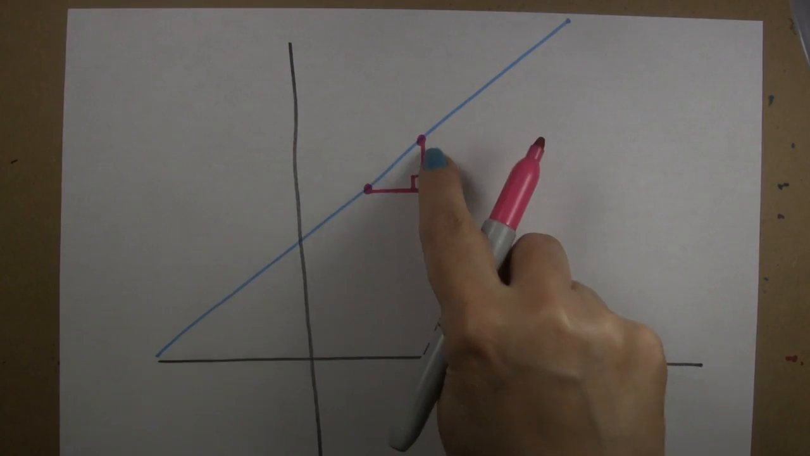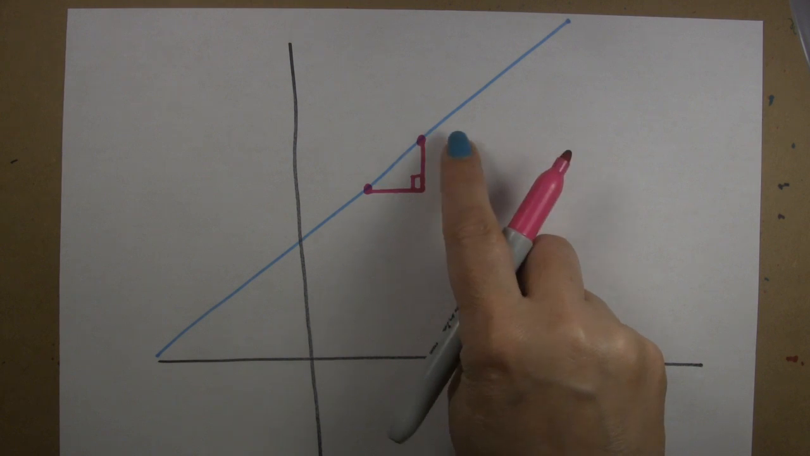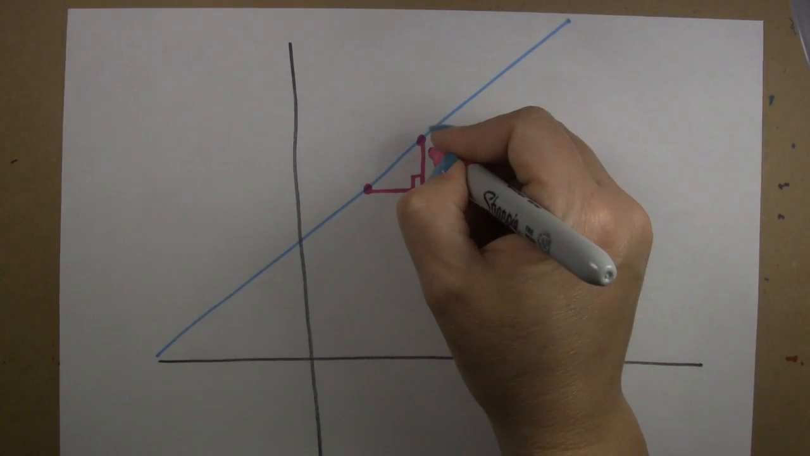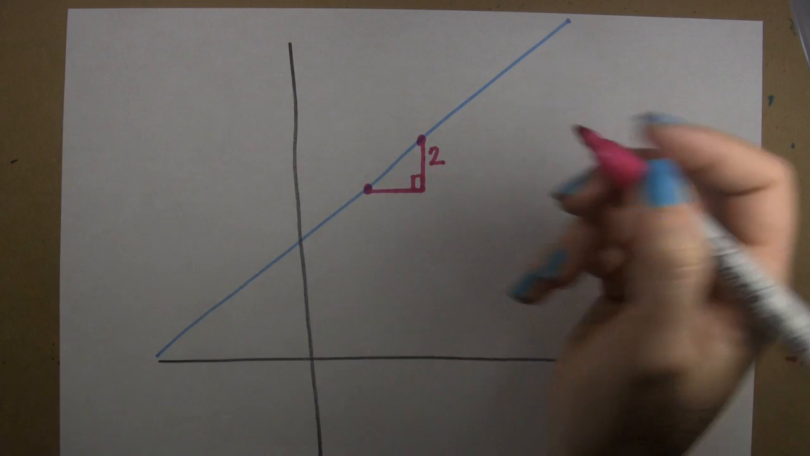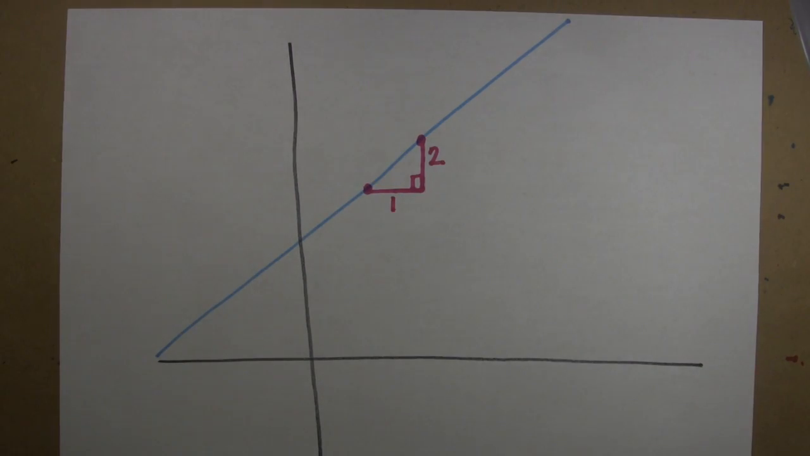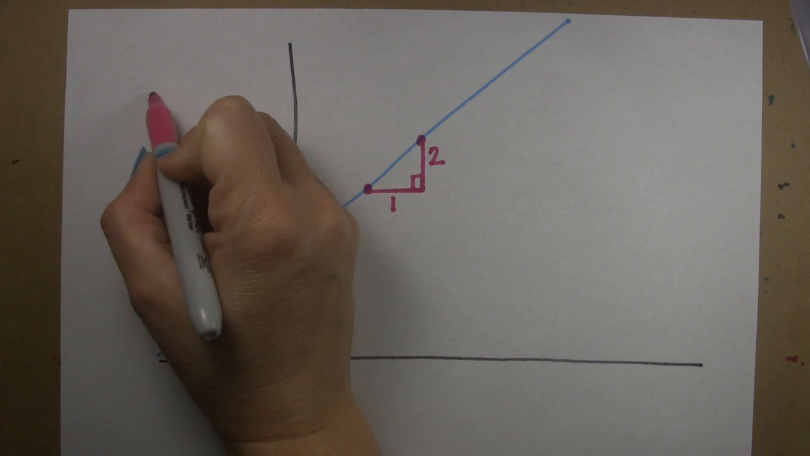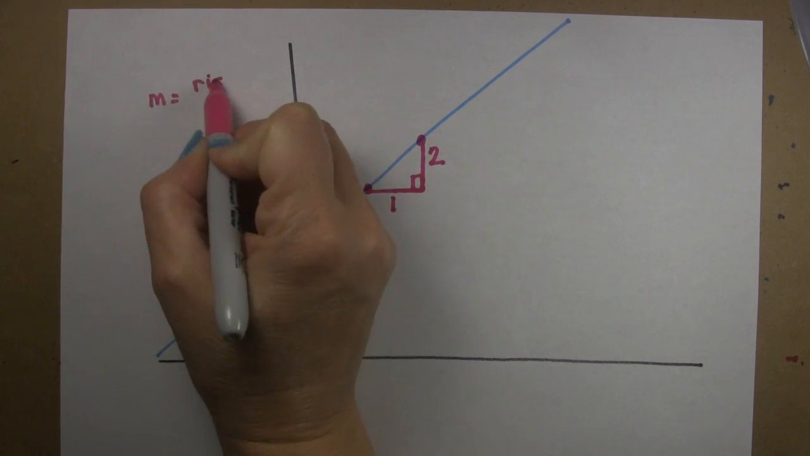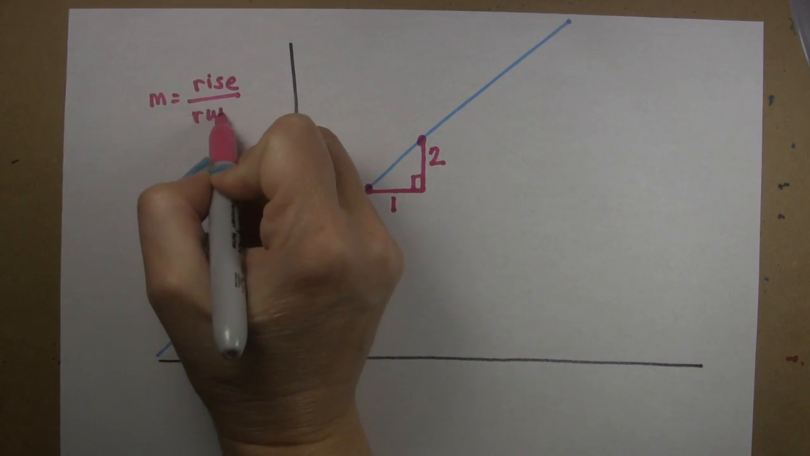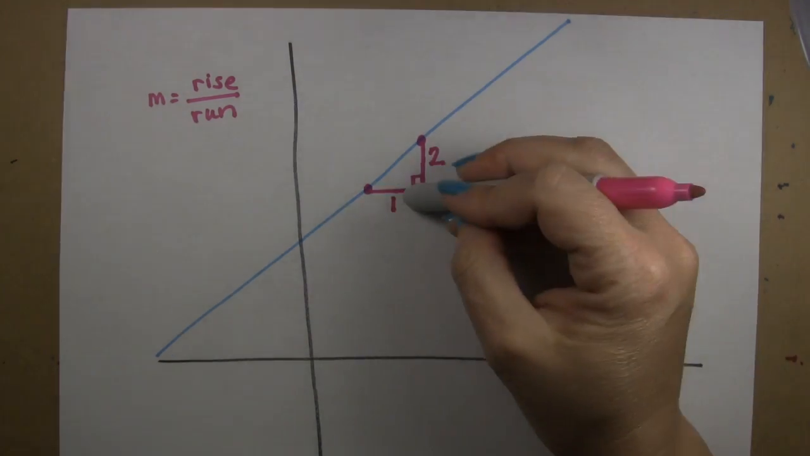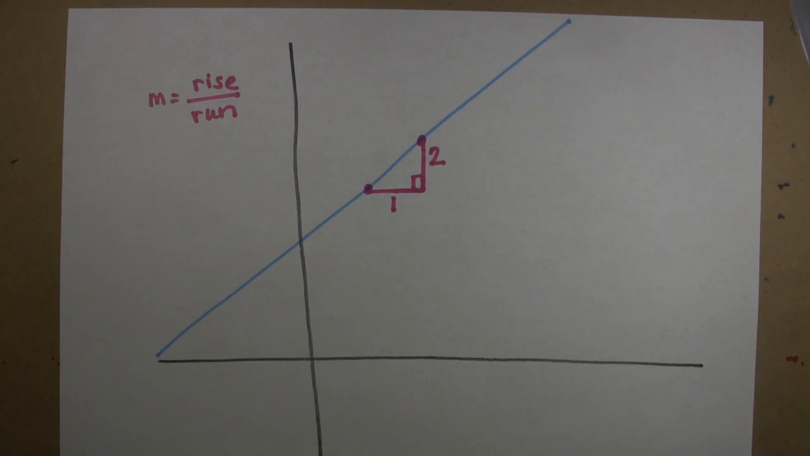and then we would measure the rise, which we're going to say is 2 in this situation, and the run, which we're going to say is 1 in this situation. So we have our slope equals rise over run. Okay? Rise over run. Now, remember I said that this works for any 2 dots.